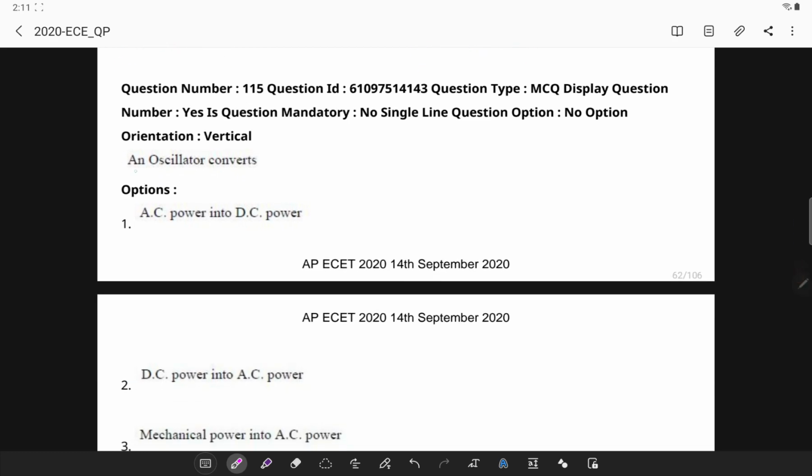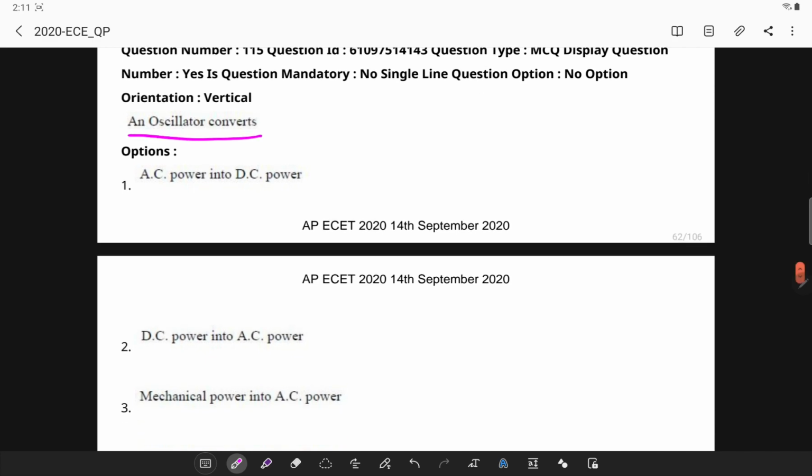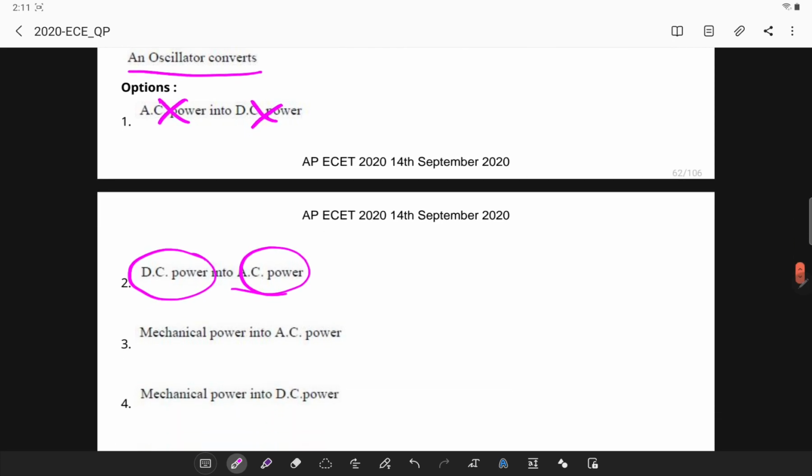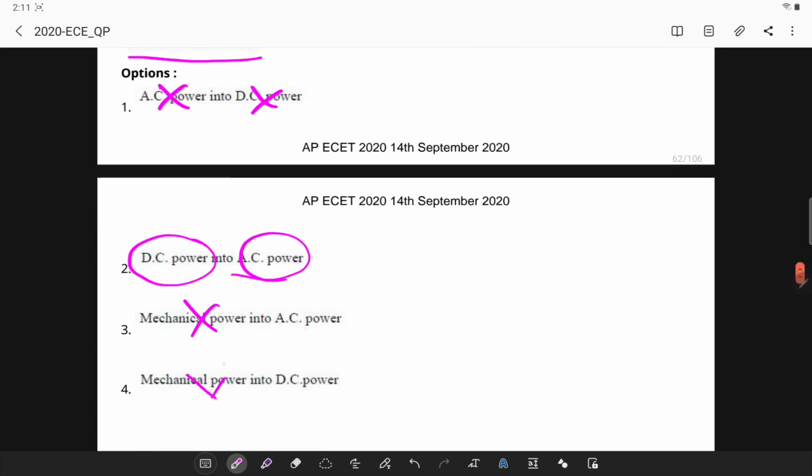So here, an oscillator, what does it do? If you go by the definition of an oscillator, it will be converting the DC power into AC power, but not AC power into DC power. So this concept is related to transducing.